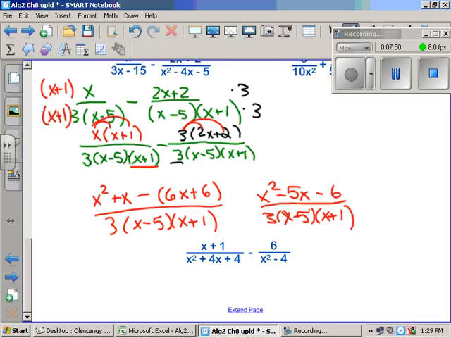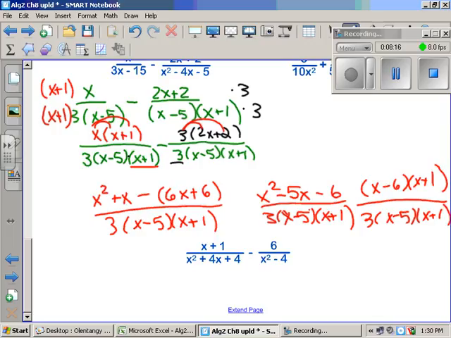Okay? And then, I'm almost done, I have to factor that. Okay, so x squared minus 5x minus 6 is x minus 6 times x plus 1, and then all over all this other stuff. And then I look to see if I can reduce any of it. Can anything be factored out?